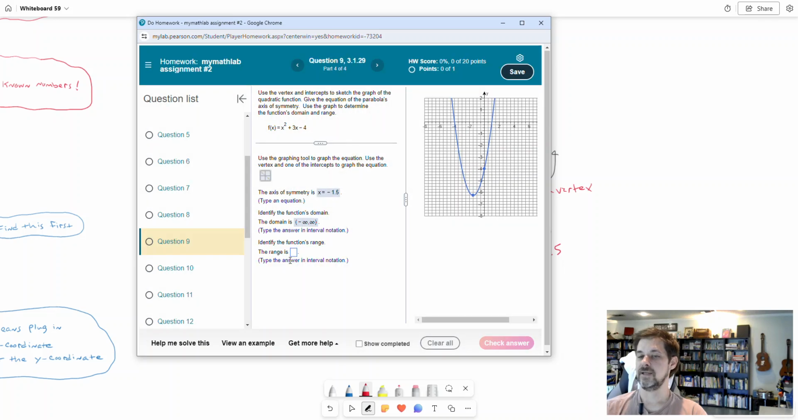What about the range? The range is all the possibilities for y. Domain is all the possibilities for x. I see from this one, it goes from this point up. If I want to tell you the possibilities for y, everything on this graph, y can be any number from whatever that is upwards. How do I say that?